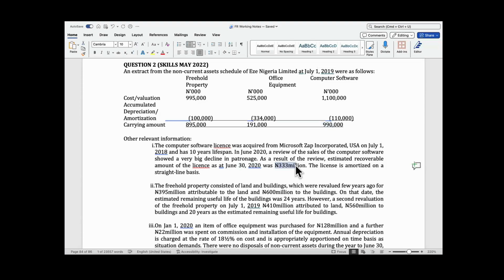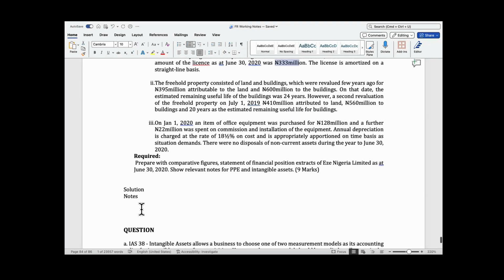because we don't expect you to carry your assets in your books at above its recoverable amount. Since its recoverable amount is 333 million, by the time I calculate my carrying amount as at the end of June, and it is higher than these recoverable amounts, that means there is an impairment loss. I would need to impair that asset. So let's check, let's confirm. So first is for this computer software.